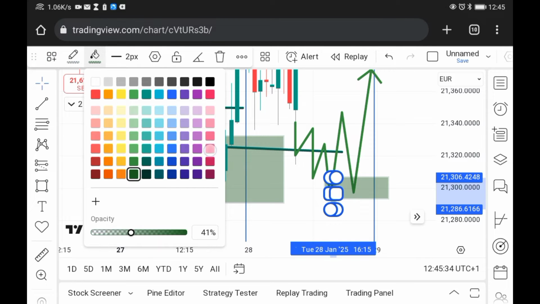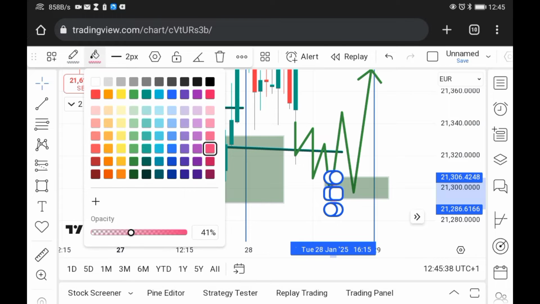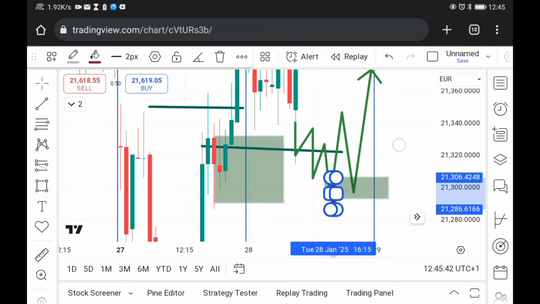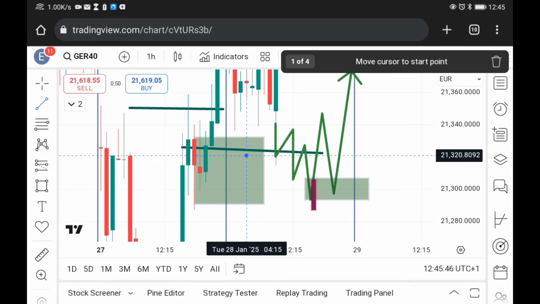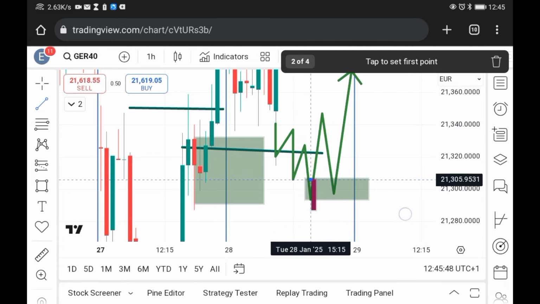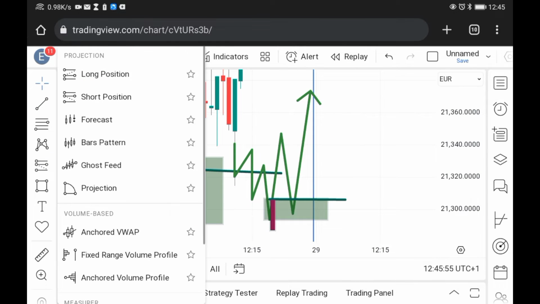I'm going to be looking at the last bearish candle which led to that break of structure to the upside. Then I'm going to place my trade at this candle right there. That will be my entry, and I'm going to TP the upside.